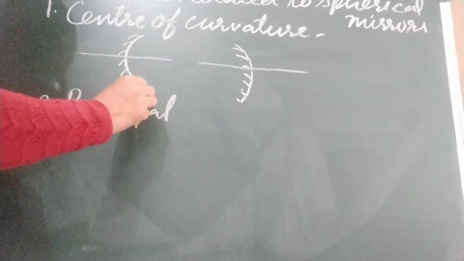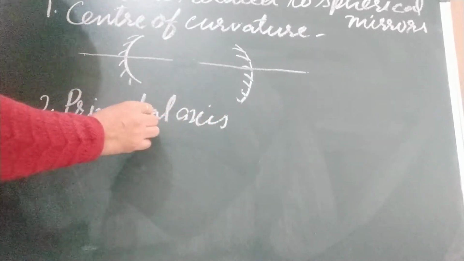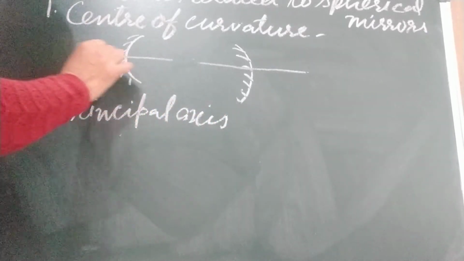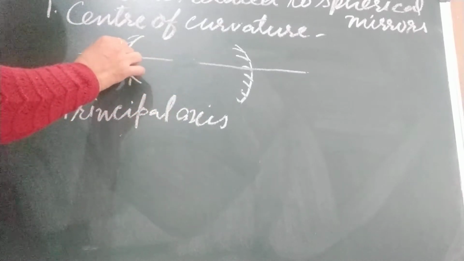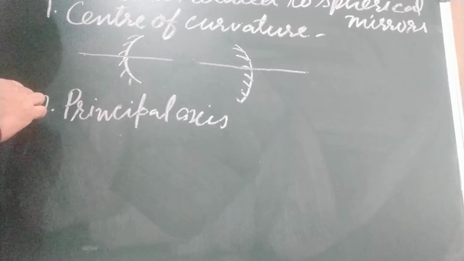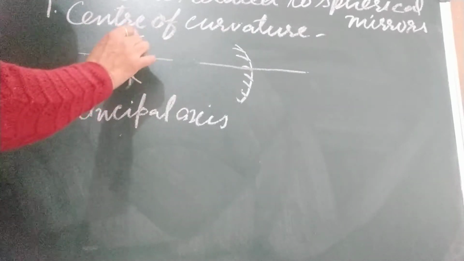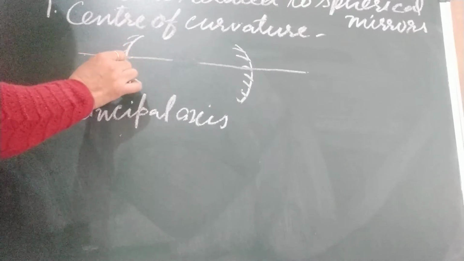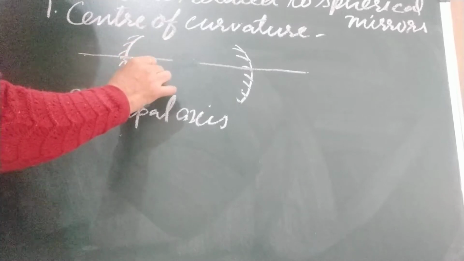What is the principal axis? The imaginary line passing through the center of curvature. This is the center of curvature. Not this. This is the middle part of this. This point is the center of curvature.